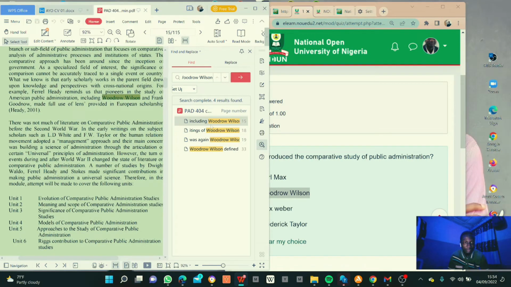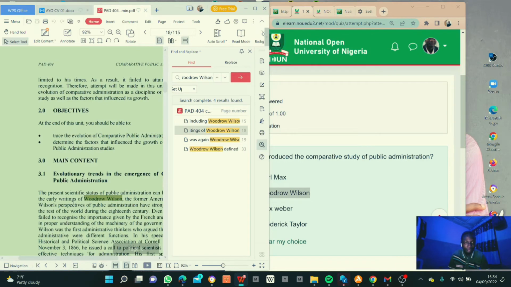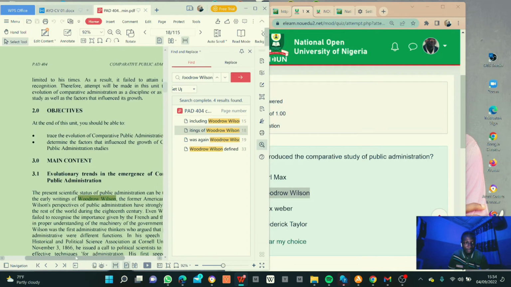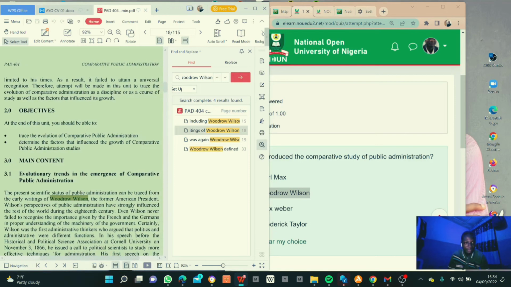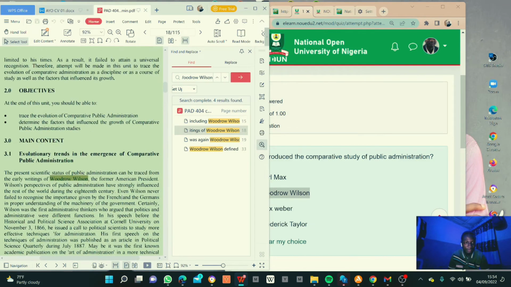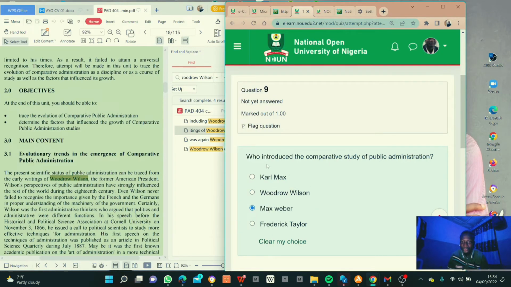Okay, it's not what we're looking for. Okay, now let's see this. I think this is what we're looking for. The present scientific status of public administration can be traced from the early writings of Woodrow, who introduced comparative study.